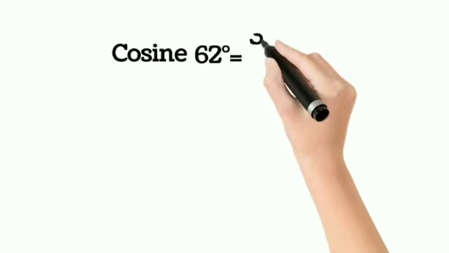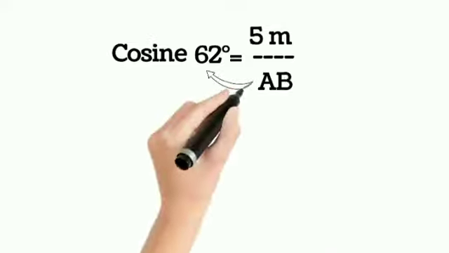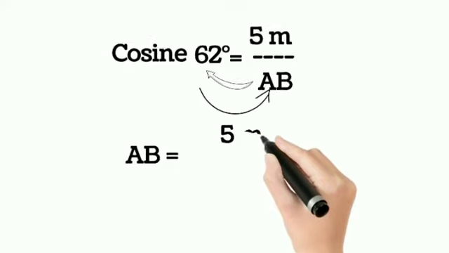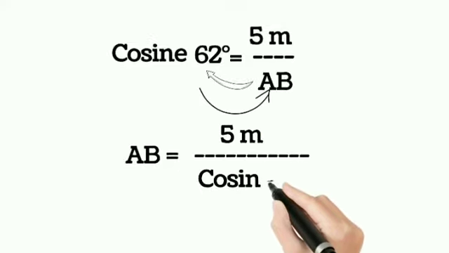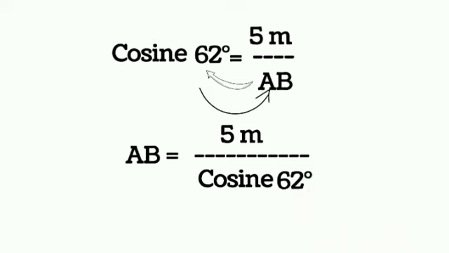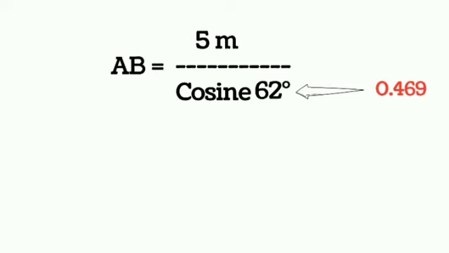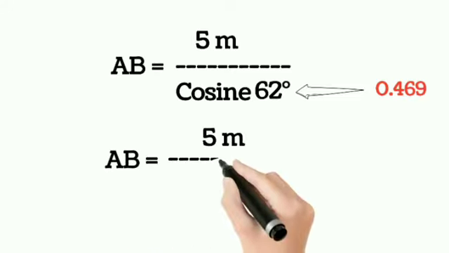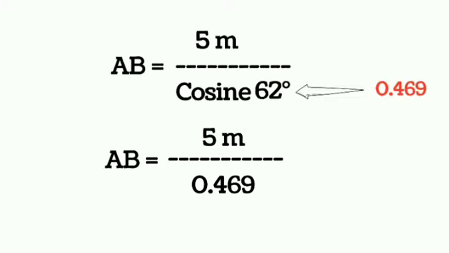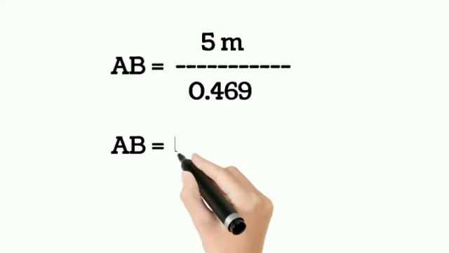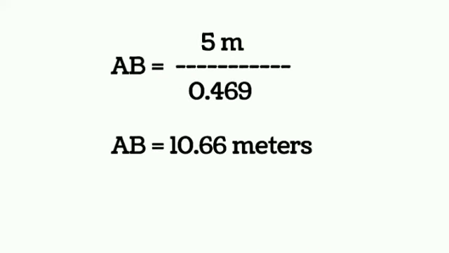Thus, cosine 62 degrees is equal to 5 meters divided by AB. To find the value of AB, simply divide 5 meters by cosine 62 degrees. Using the scientific calculator, cosine 62 degrees is equal to 0.469. Furthermore, AB is equal to 5 meters divided by 0.469. Therefore, the length AB of the rope needed for the flagpole is equal to 10.66 meters.